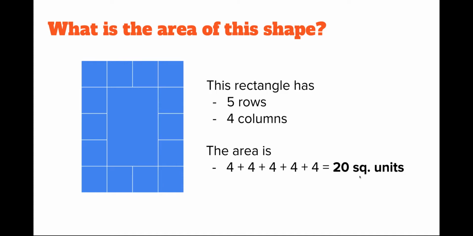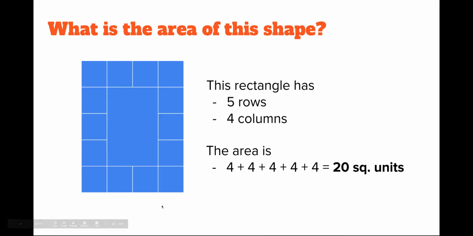20 square units. And note that I did abbreviate square. So square is SQ period, and it's a short way, and you may do that in your work as well. But you need to write the whole word units because we don't know what these are. We don't know if they're inches or centimeters.